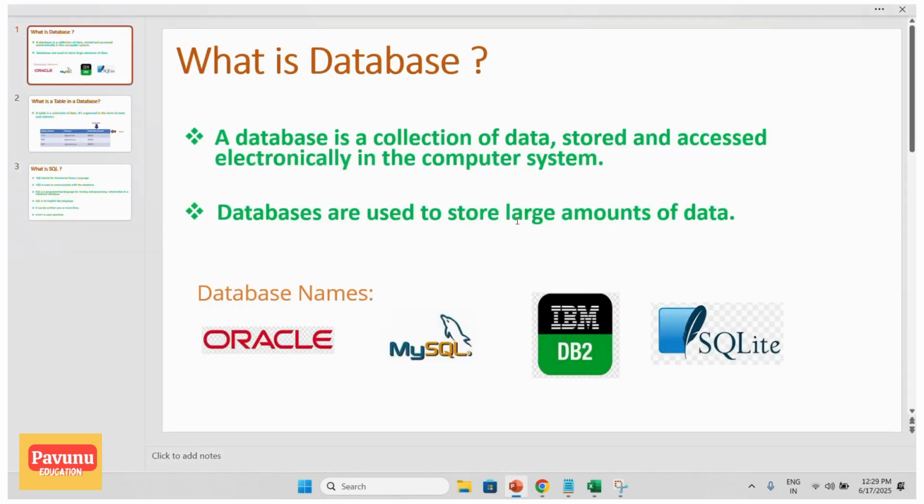Databases are used to store large amounts of data. The main purpose of the database is to store large amounts of data, for example, 1 crore records, 2 crore records, 3 crore records, etc. We can store any number of records in the database. Database names: Oracle, MySQL, DB2, SQLite. These are some database names.